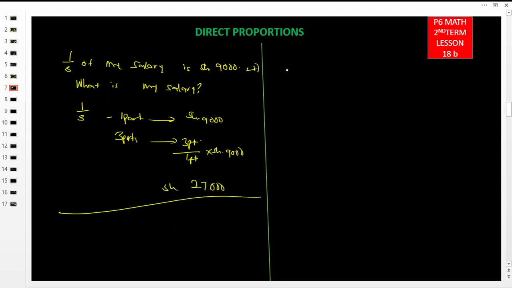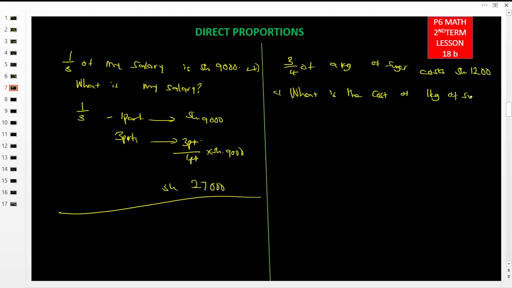Let us get another example here. And this other example says 3/4 of a kilogram of sugar costs 1,200 shillings. Then part A, what is the cost of 1 kilogram of sugar? My dear learner, this is very simple.